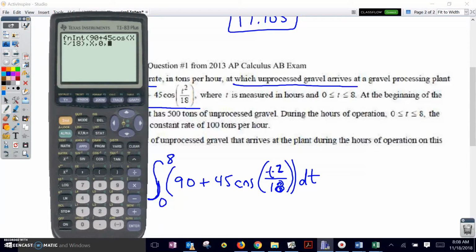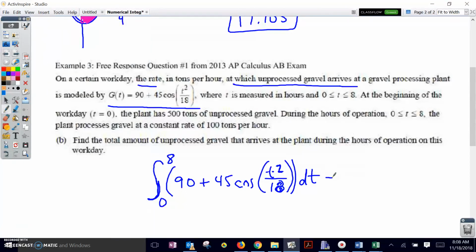And I don't have to show any additional work other than writing the integral on my page and writing my answer, which is going to be 825.551. Do I have some units here? Yeah, that's going to be in tons, because the rate function is in tons per hour. And that's the total amount of unprocessed gravel that arrives at the plant during the hours of operation on this workday.